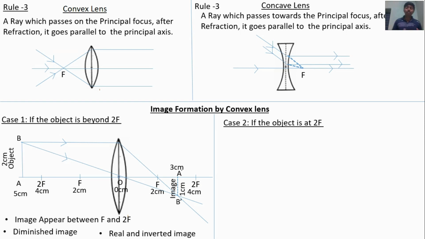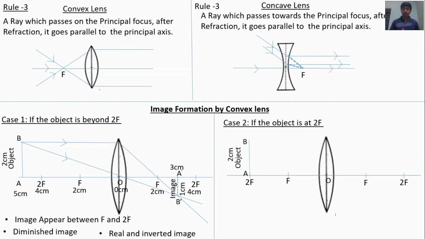Case 2: if the object is at 2F, draw a convex lens and the principal axis. Let us take the focal length as 2 cm.